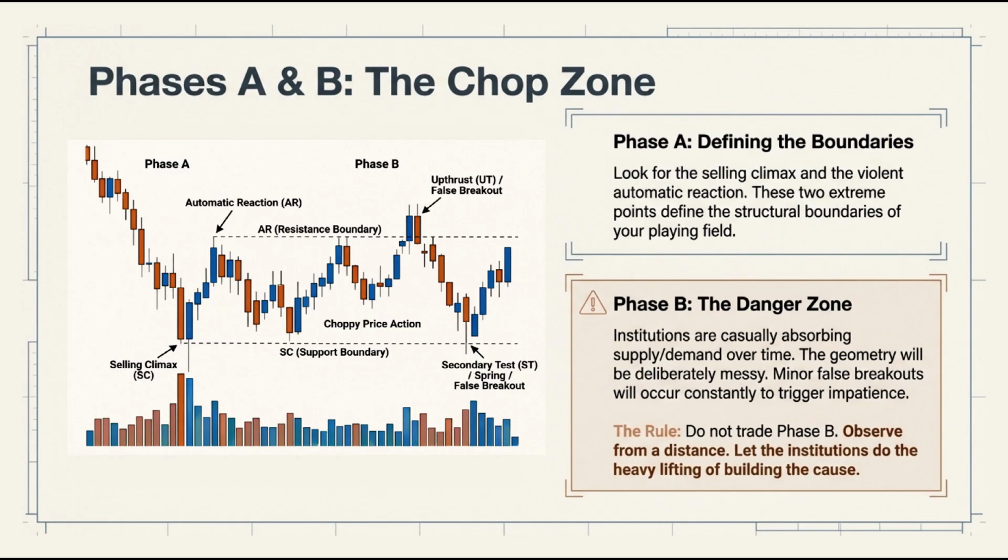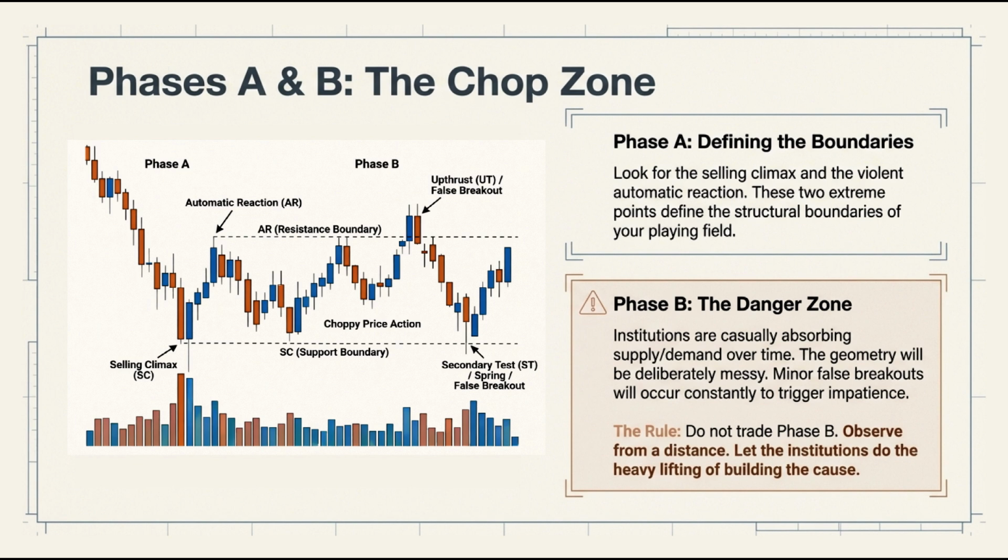Phases A and B are defining moments where structural boundaries are set and patience is tested. In Phase A, you must look for the selling climax and the violent automatic reaction to define the support and resistance boundaries of your playing field.